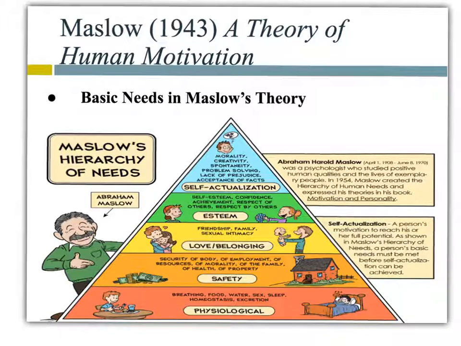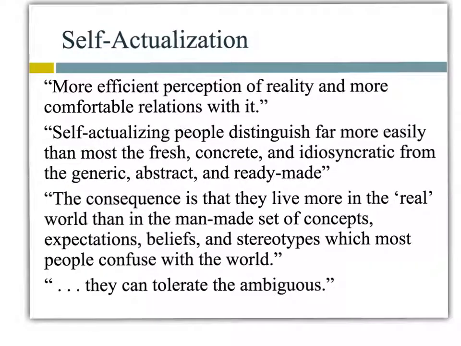However, few individuals ever reach self-actualization because all of the needs below it, physiological, safety, love and belonging, and esteem, need to be met before an individual can move into this self-actualization phase. According to Maslow, ideally, all individuals would move into the phase of self-actualization because these people have a more efficient perception of reality and more comfortable relations with it.